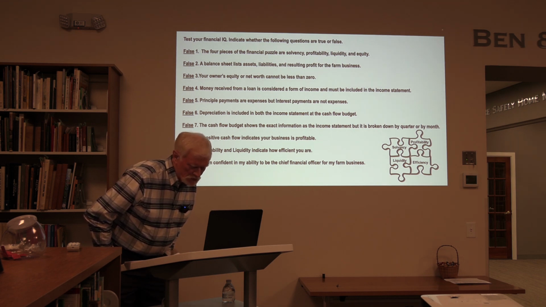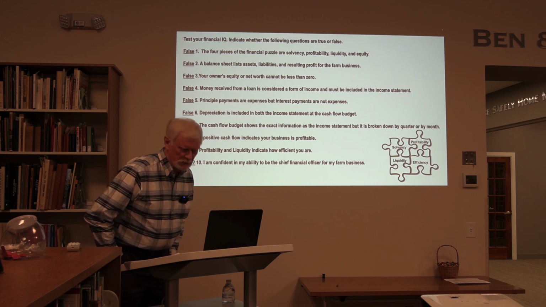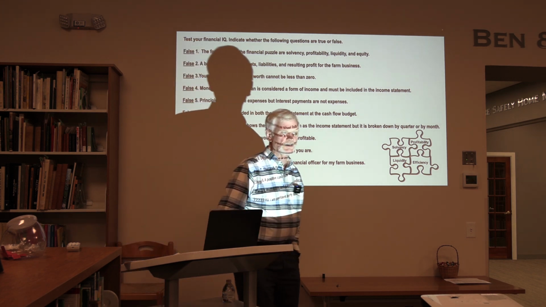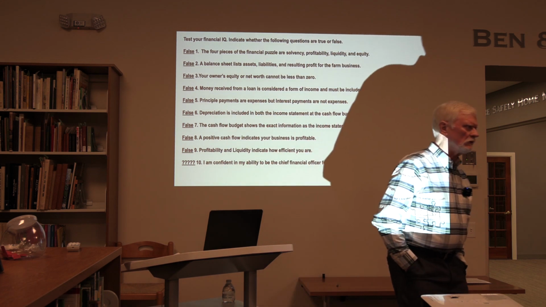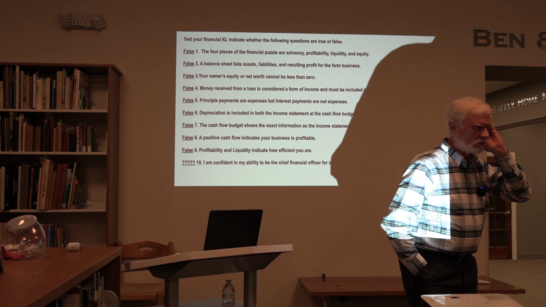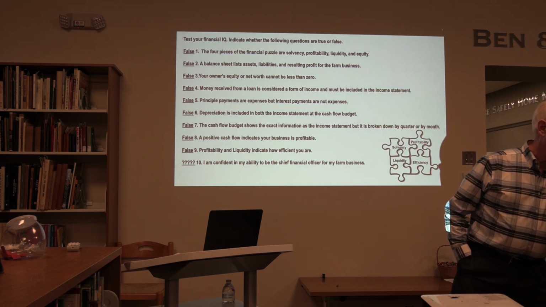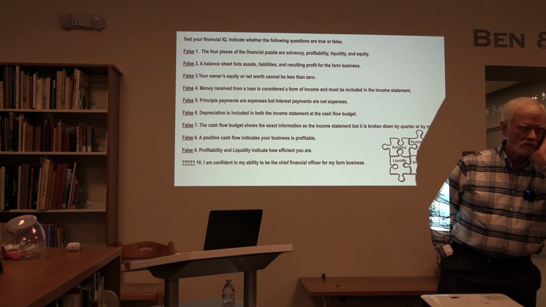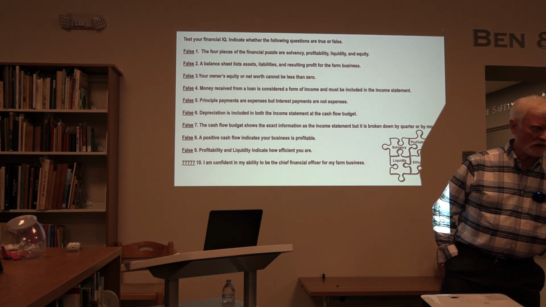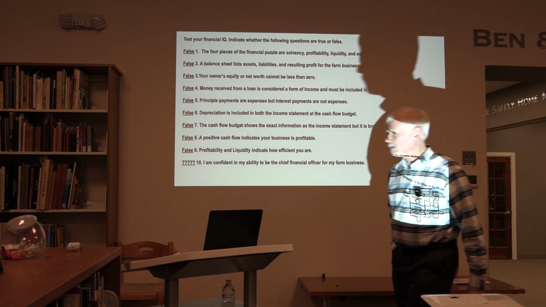The four pieces of the financial puzzle are solvency, profitability, liquidity, and efficiency instead of equity. The balance sheet lists the assets, liabilities, and resulting profit. No, what is it? Assets, liabilities, and? Income? No, not income. Good guess. Assets, liabilities, and net worth, equity.